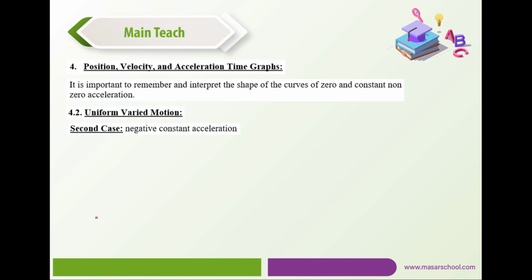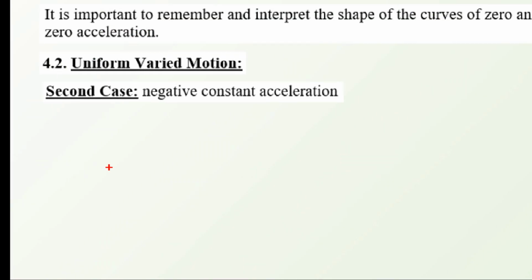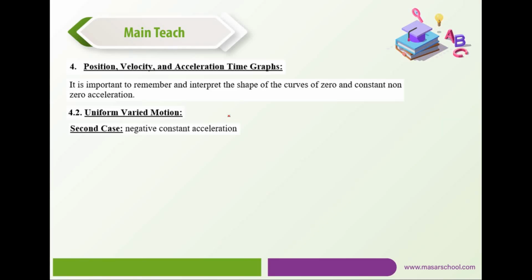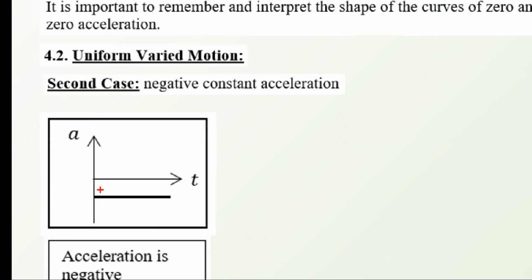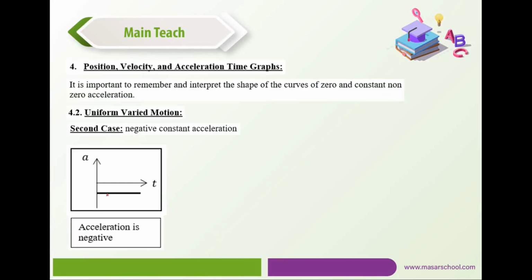Now, second case, negative constant acceleration. Constant acceleration means that the acceleration would be represented by a horizontal line. Negative means that this horizontal line will be shifted downward. Let me write the order that we're following. 0, constant. Oops.